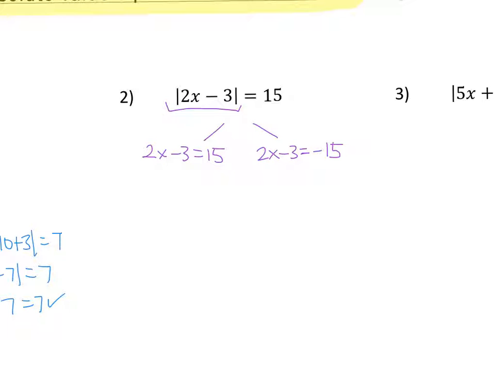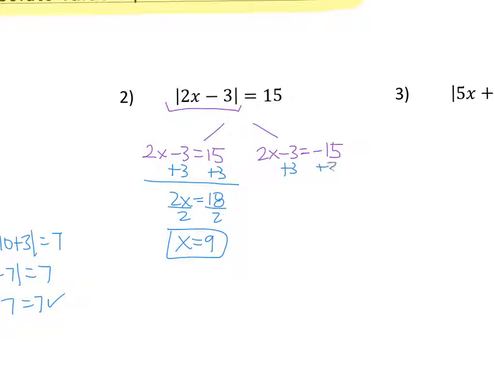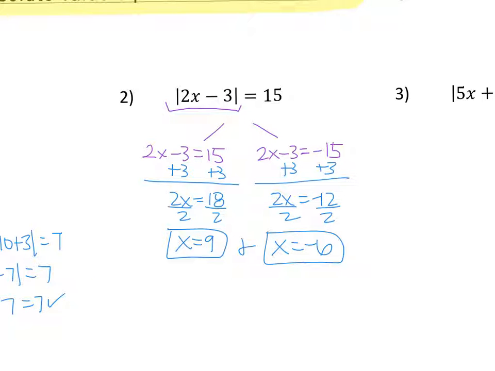Now you can do these two-step equations and solve for x. Add 3 to both sides, we get 2x is equal to 18. Divide by 2, we get x is equal to 9 as one of our solutions. Add 3 to both sides, we get 2x is equal to a negative 12. Divide by 2, we get x is equal to a negative 6. So there are two solutions. You can always check to make sure you got it right.